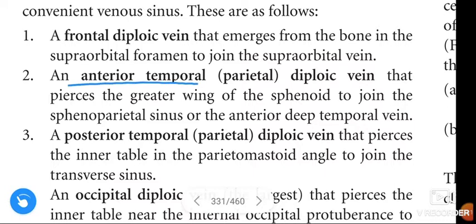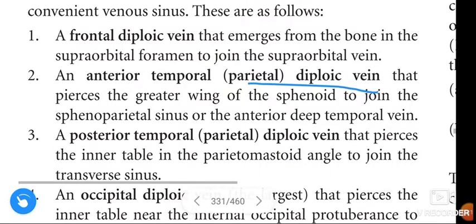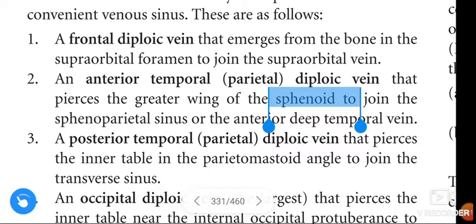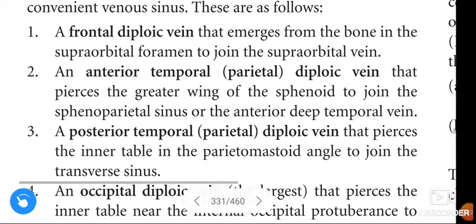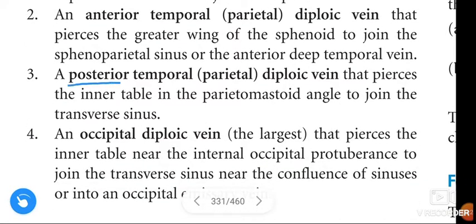Next, an anterior temporal or parietal diploic vein that pierces the greater wing of the sphenoid to join the sphenoparietal sinus or anterior deep temporal vein. Posterior temporal or parietal diploic vein that pierces the inner table in the parietomastoid angle to join the transverse sinus.